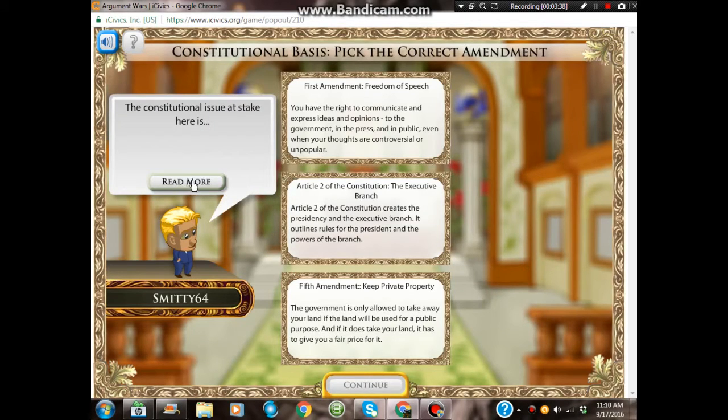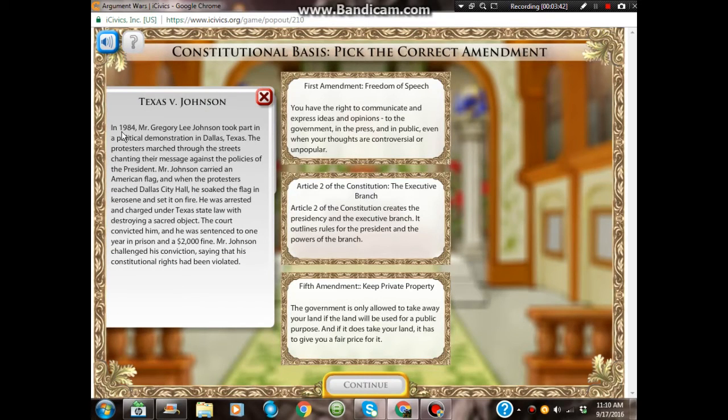Alright, the constitutional issue at stake here is... then I need to choose an amendment. Okay, Texas v. Johnson. In 1984, Mr. Gregory Lee Johnson took part in a political demonstration in Dallas, Texas. The protesters marched through the streets, chanting their message against the policies of the president. Sorry, I thought it was maybe Lyndon B. Johnson, but no, that was a comma. Mr. Johnson carried an American flag, and when the protesters reached Dallas City Hall, he soaked the flag in kerosene and set it on fire. He was arrested and charged under Texas state law with destroying a sacred object. The court convicted him, and he was sentenced to 1 year in prison and a $2,000 fine. Mr. Johnson challenged his conviction, saying his constitutional rights had been violated.